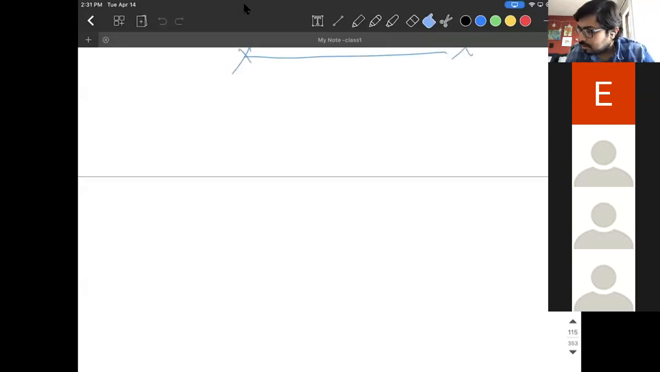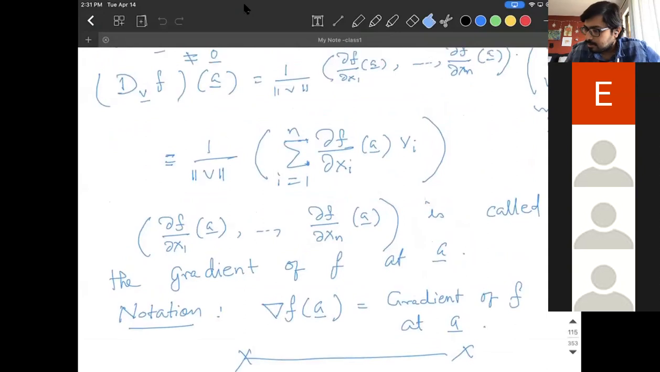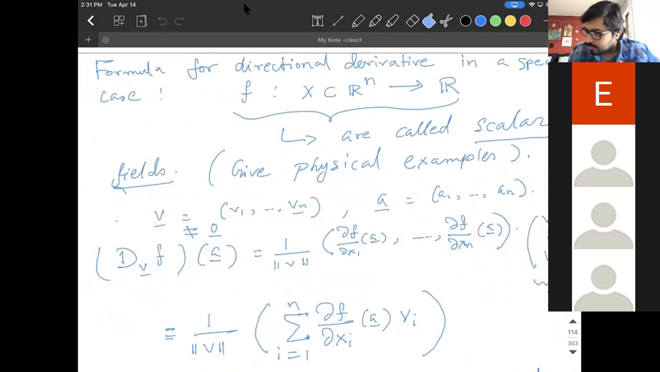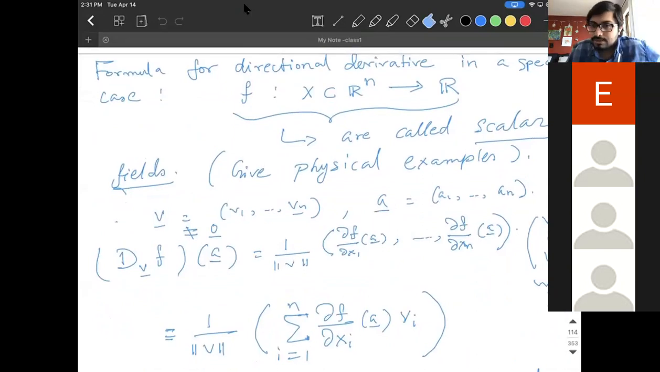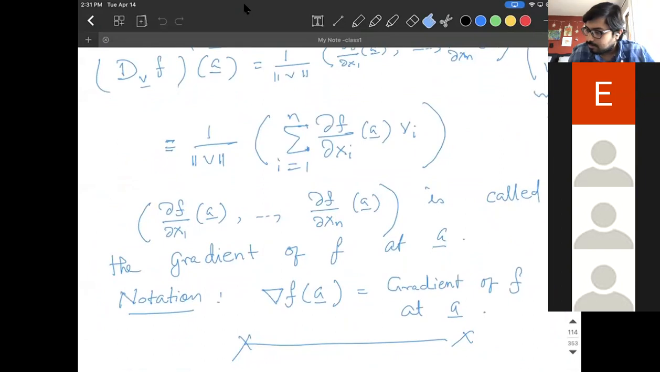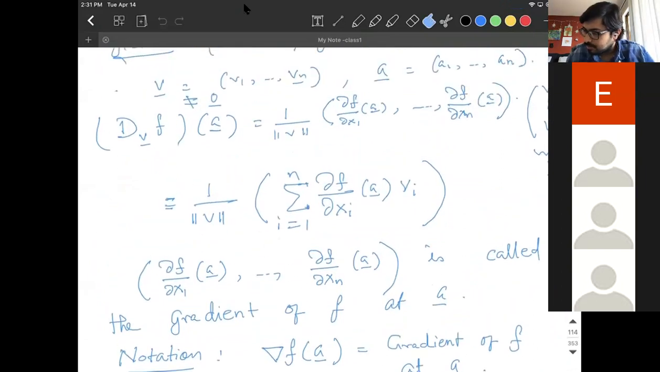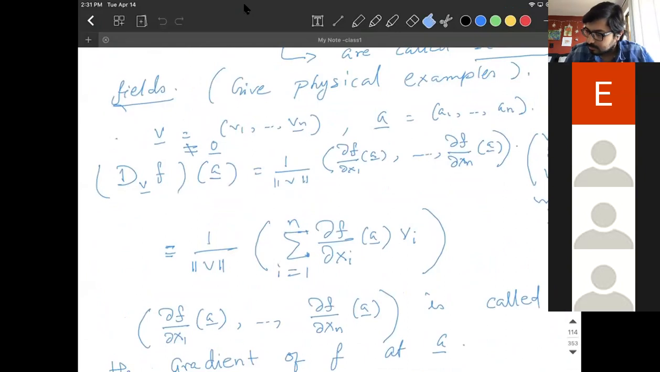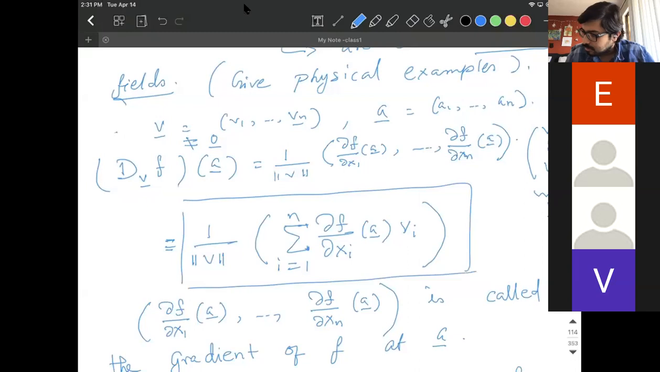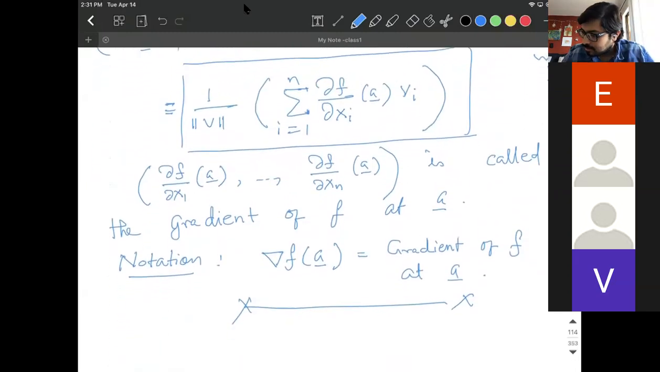Okay, so last week we ended by giving a simplified formula for the directional derivative of a scalar field. So not just for any function, but for a scalar field. We have this function f from a subset of Rn to R, and then we can define the directional derivative in the following manner. So it's given by this particular formula. So let's see this in an example.